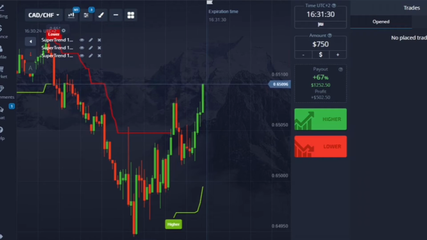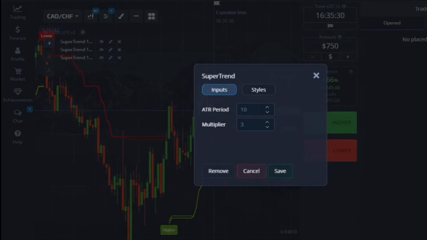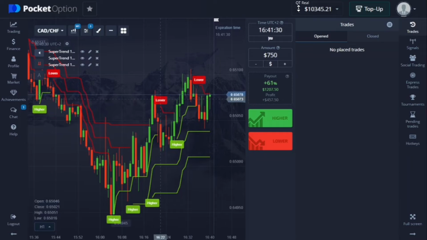So the first super trend indicator, we're going to change the ATR period to 12, and we're going to keep the multiplier as 3. Now, the second super trend indicator, we're going to keep the ATR period as 10, and we're going to change the multiplier to 1. And lastly, the third super trend indicator, we're going to change the ATR period to 11 and the multiplier to 2. Once you've changed the input values of all 3 super trend indicators, your chart should look something like this.